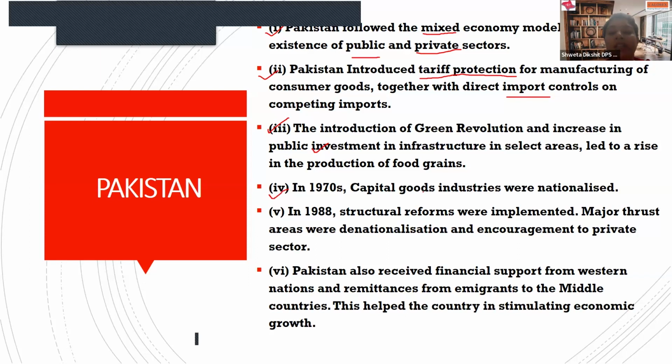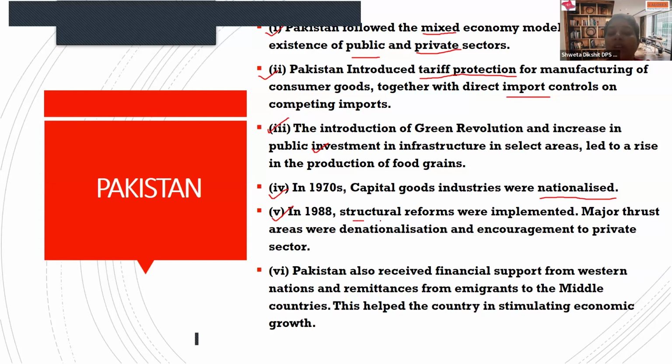In the 1970s, the capital good industries, along with the banking system in Pakistan, were nationalized. The motive behind them was definitely political, which we don't need to discuss here, but they nationalized the Pakistani banking systems along with the capital and heavy industries in order to protect their production units and economic status.